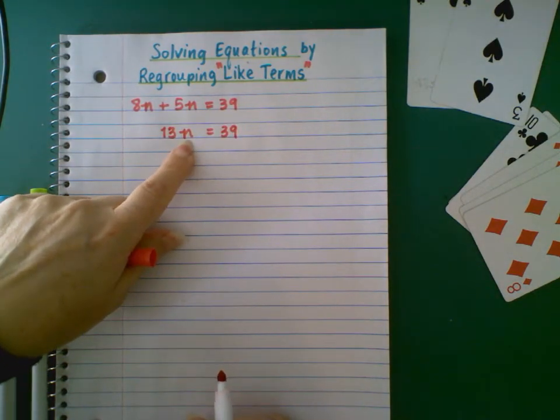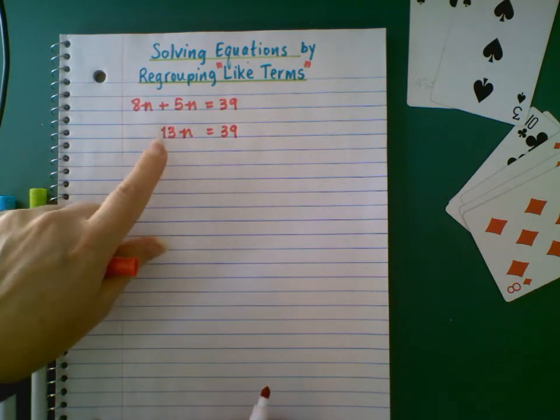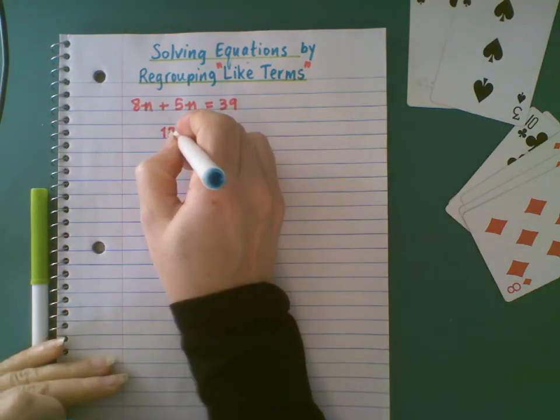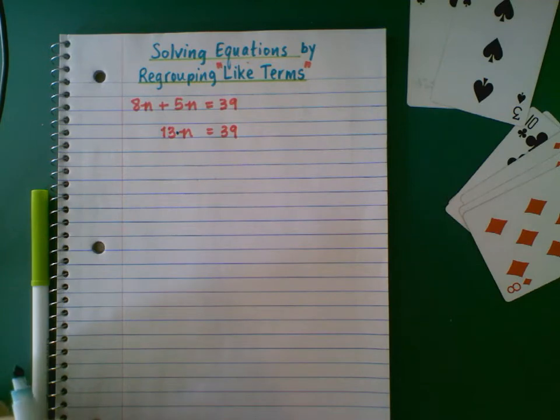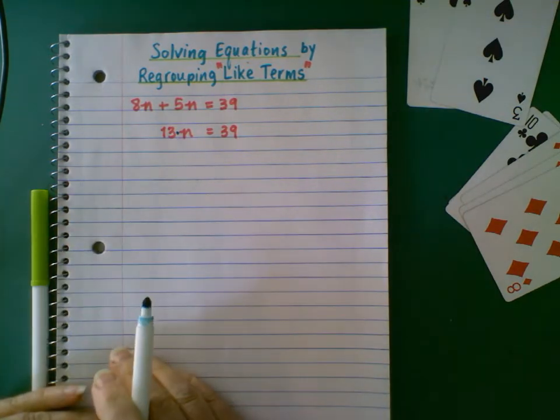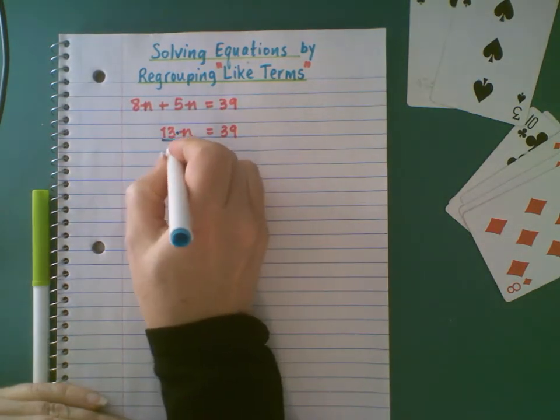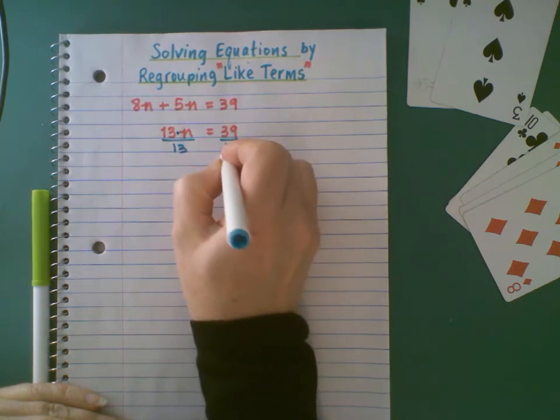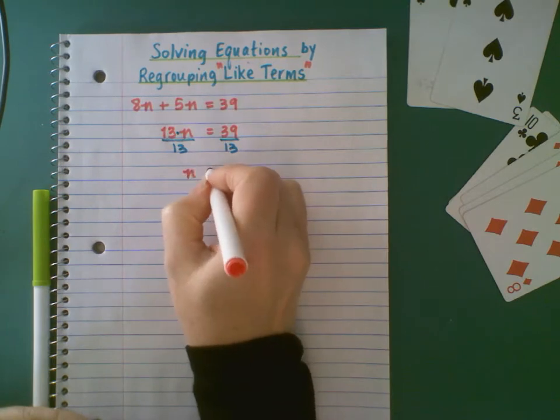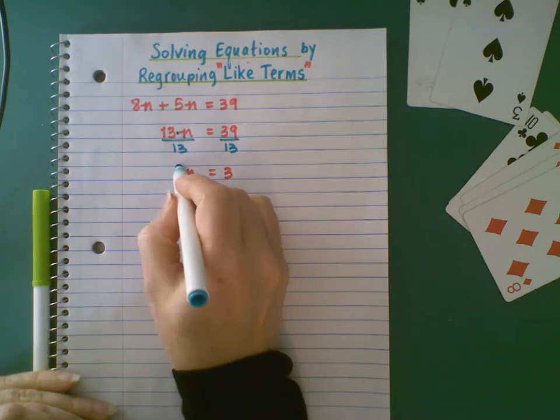At this point, if I wanted to isolate for the n and determine what the n is worth, I could divide by that 13. Just a reminder that in between a coefficient and a variable is a multiplication. So to isolate the variable or get rid of that 13, you're going to need to do the opposite of a multiplication, which is a division. So divide by 13 both sides, and you end up with n equals 3 for this sample problem.